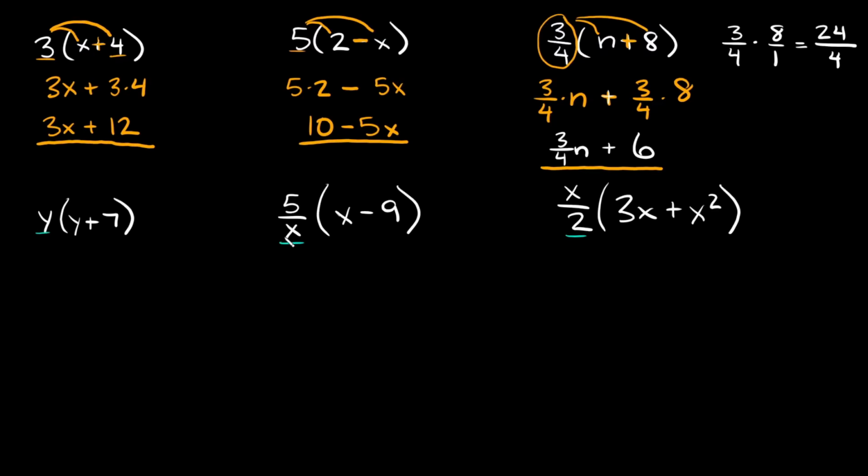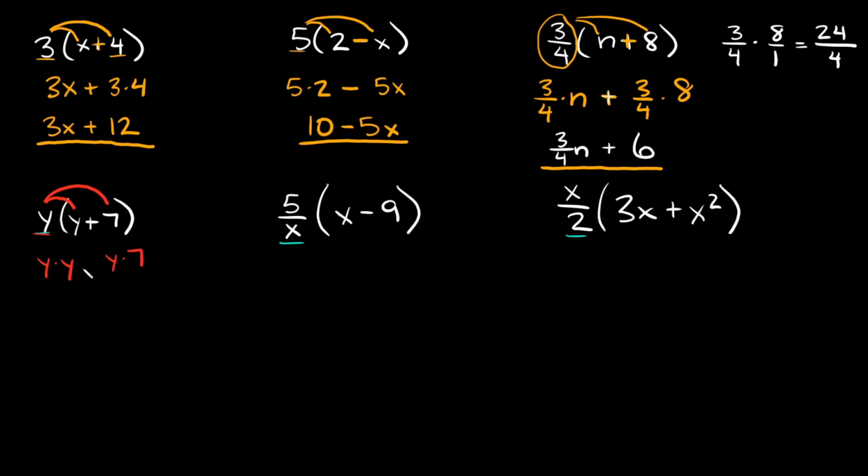Okay, so hopefully those weren't too bad. Now we're going to switch it up. So starting with this example right here, we have y plus 7 and then times this y out here, okay? So you would basically just take this y and multiply it by this y, and then you would multiply it by this 7, okay? So then here I'd have y times y, and then here I'd have y times 7.